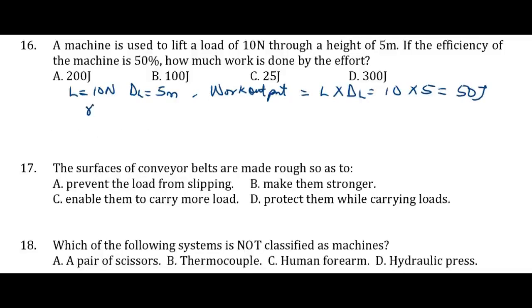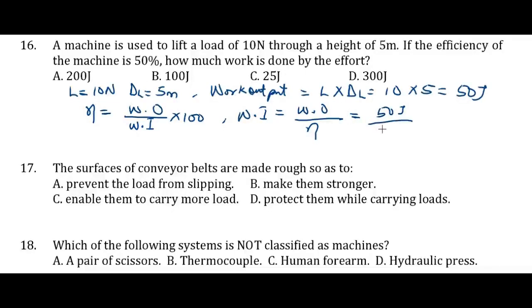Then by that we know that efficiency is work output over work input times 100. And you know that efficiency is 50%, that's 0.5. So what is work input? Work input will be work output divided by efficiency. So that is 50 joules over 0.5. 50 divided by 0.5 is 100 joules. Therefore, option B is the correct answer.